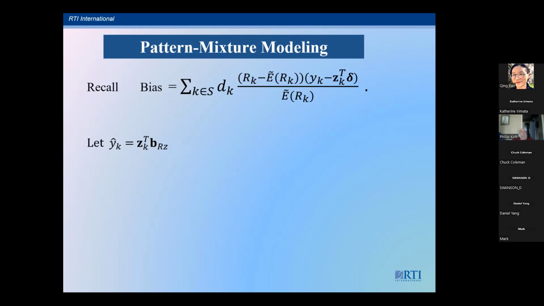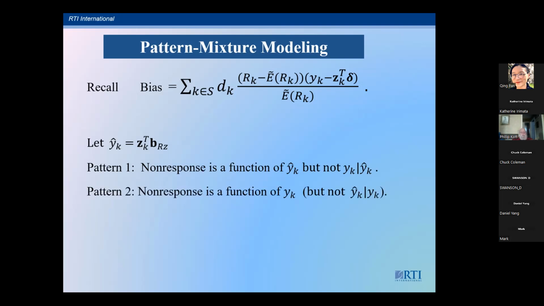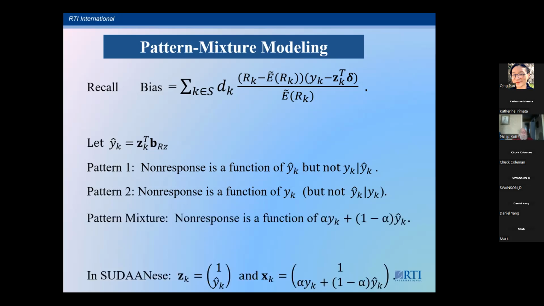What they do in pattern mixture modeling is say, first, let's run a simple regression of the Y's on the Z's, fit it, and call that Y hat. Pattern one is the usual thing. If non-response is a function of Y hat, but not of Y given Y hat, we can just do our normal regression. Whether we use weights or not is a matter of taste. Now, if non-response is a function of Y, but not Y hat, then we can do something like instrumental variable regression. Or we can have a combination of the two.